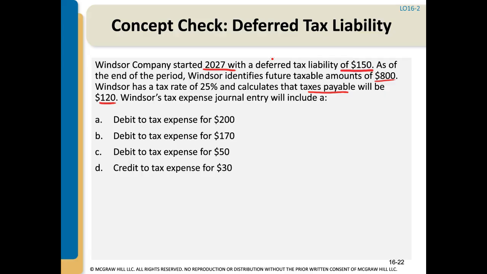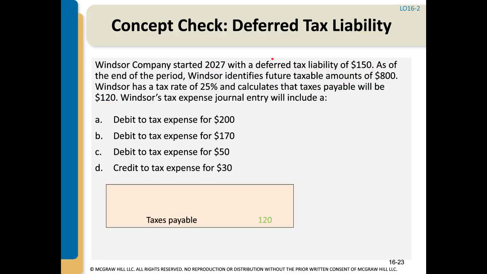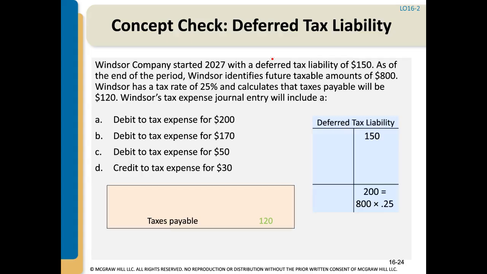So this situation is a little different. We're given our deferred tax liability beginning balance. We're told that there's some future taxable amounts of $800. In this situation, it doesn't matter what it's for. Future taxable amount means we have a deferred tax liability in the future, and it tells us what our tax payable is. So step one is always record your current income tax payable. So we're going to have a credit for $120. We're given that in the problem.